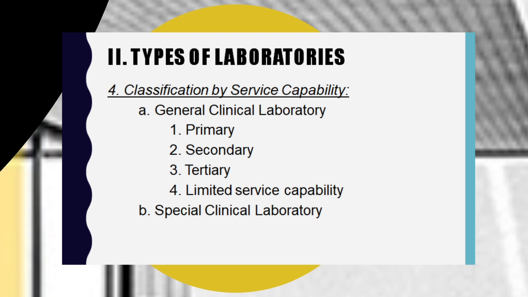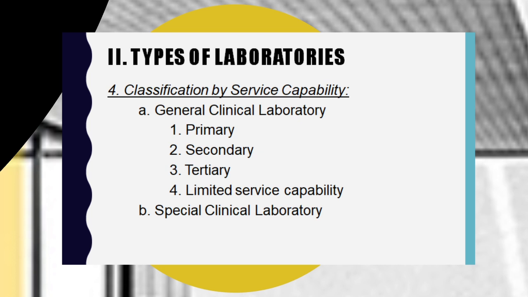While secondary laboratory performs the duties of the primary lab plus routine clinical chemistry such as glucose determination, blood urea nitrogen or BUN, uric acid, creatinine, and total cholesterol. They can also perform CBC with quantitative platelet count.